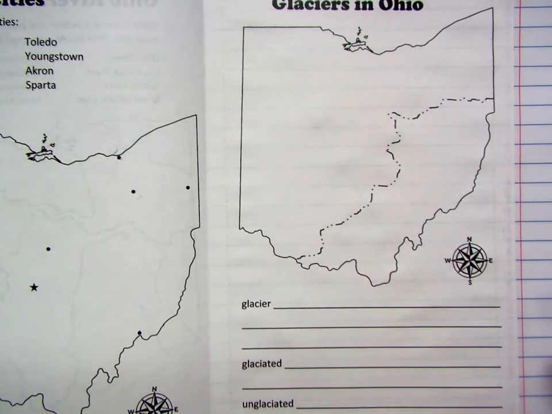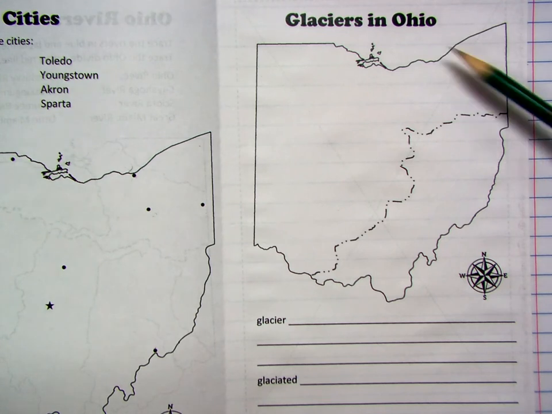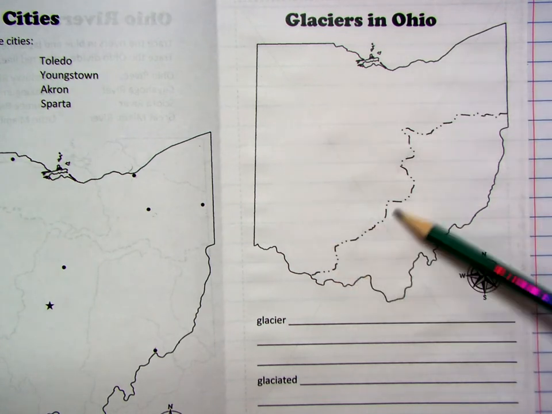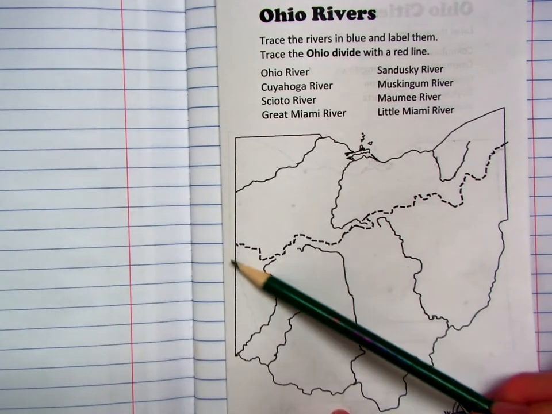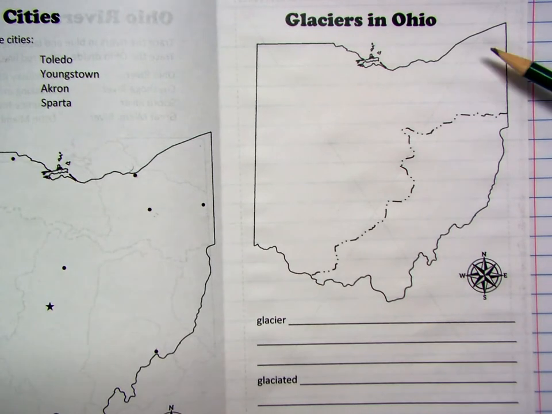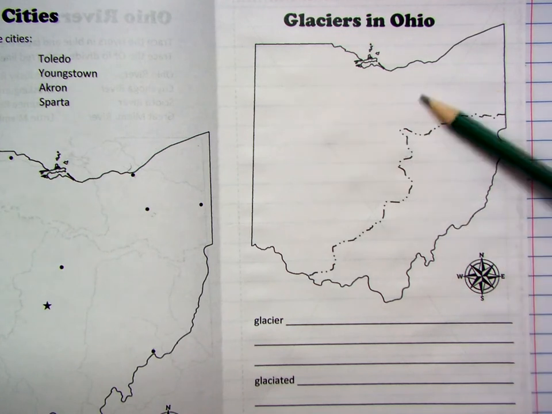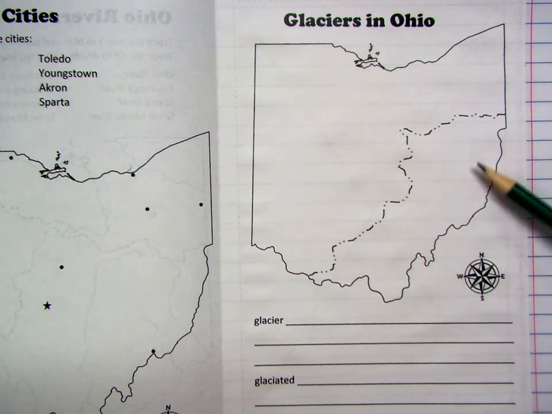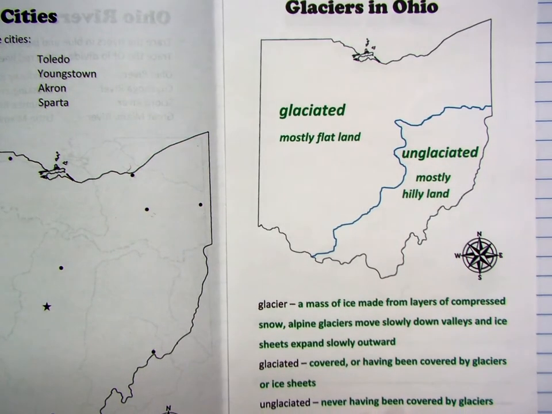On this page, you're going to be labeling the glaciated and unglaciated sections of Ohio and writing some notes at the bottom. So on this map of Ohio, there's a dotted line, and this is not the Ohio Divide. It does not match this dotted line. This line divides Ohio into the part of Ohio that was covered by glaciers, that's this part, and the part that was not covered by glaciers, that's this part.